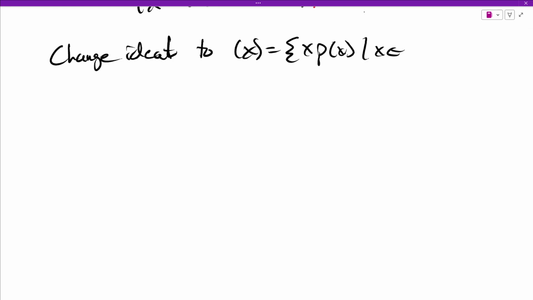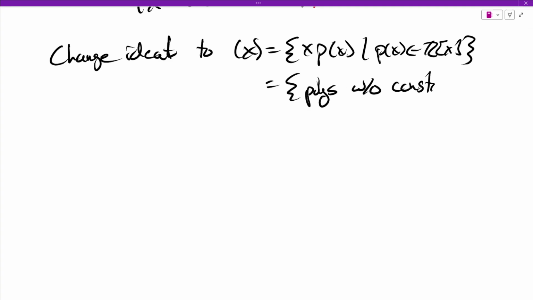Let's do another one. Let's do the same ring. Let's change our ideal to the ideal generated by x, which is the collection of all x times p of x, where p of x is a polynomial. Or this is just all polynomials without constant term. So let's take a moment and investigate congruence modulo the ideal generated by x.